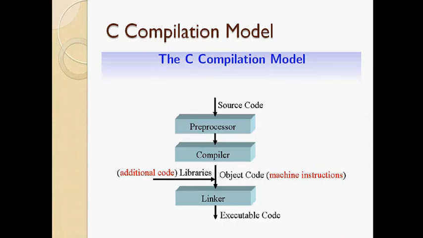Again I am repeating myself. From source code, we compile it. Compilation is the process of converting it into the object code. Then the linker comes and makes executable code.